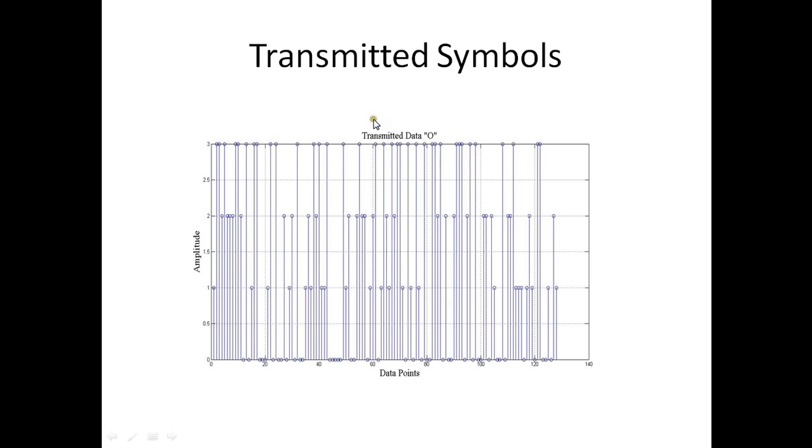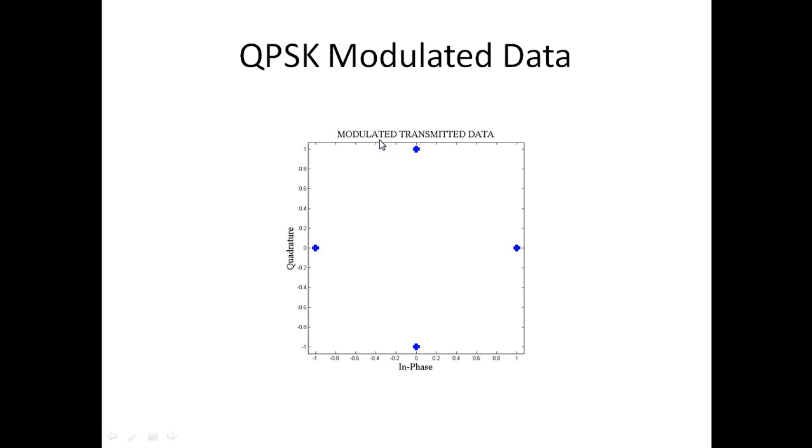So generating 128 symbols using MATLAB, we get the following diagram, and this is a constellation diagram of the modulated data. QPSK modulation is used for this purpose. This is the quadrature axis and this is the in-phase axis. We see that all the symbols lie in either minus 1 plus j0, or 0 plus 1j, or 1 plus j0, or 0 minus j.